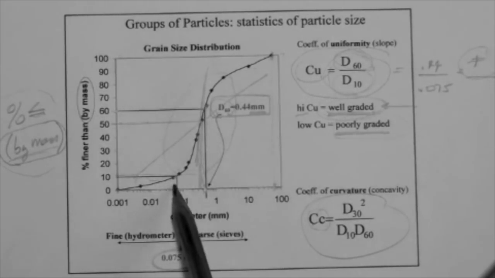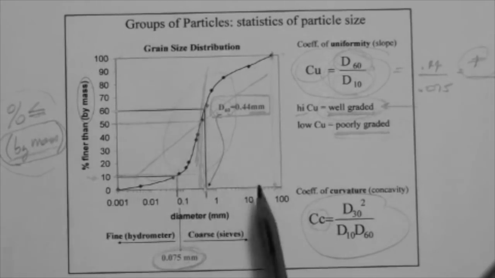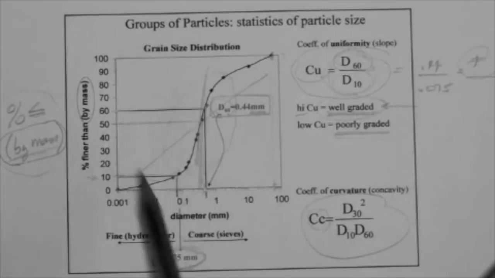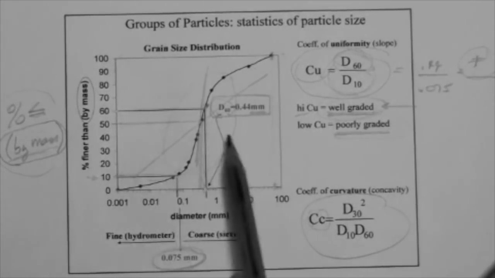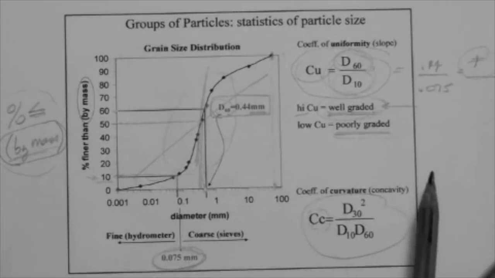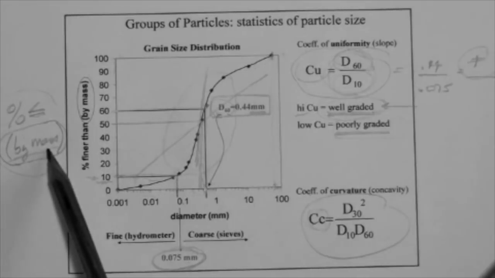And we essentially draw a vertical line, and wherever it touches the grain size distribution curve, we draw a horizontal line and then determine what that percentage is. So the percentage of fines for this grain size distribution, for this soil, is 10%. So the soil is composed of 10% fines by mass.